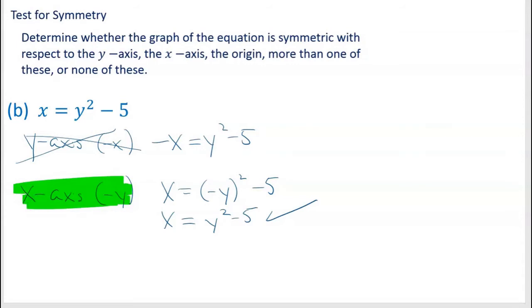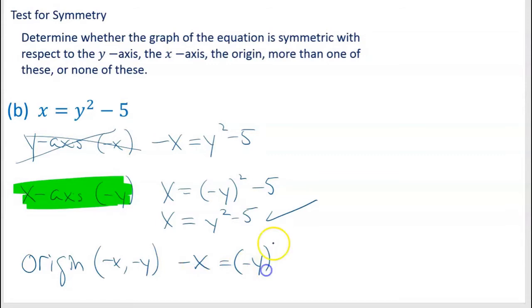But we've got to check for the third one as well. So I'm going to substitute in negative x for x and negative y for y, and this is called origin symmetry. So I have negative x is equal to negative y all squared minus 5. That gives me negative x is equal to y squared minus 5. That is completely simplified. It is not identical to the original function. Therefore, this graph does not have origin symmetry. It only has x-axis symmetry.